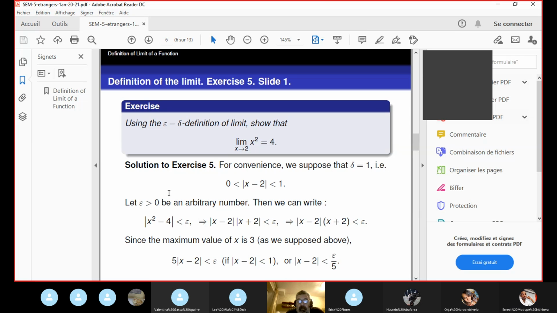Agree, Hussein? Yes, Professor, I agree. Yes, very good. So for our exercise, we have that x is less than 3. So finally, we want to find something like delta from the inequality 5 multiplied by absolute value of x minus 2 less than epsilon. You see, the important thing here: if we have this inequality 5 multiplied by absolute value of x minus 2 less than epsilon, then we return to the very beginning. If it is true, then the absolute value of x squared minus 4 will also be less than epsilon. Agree?